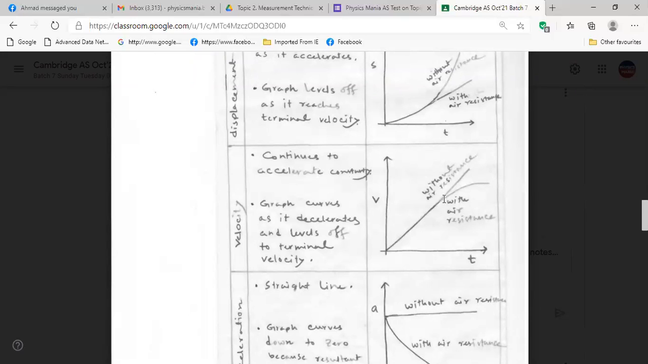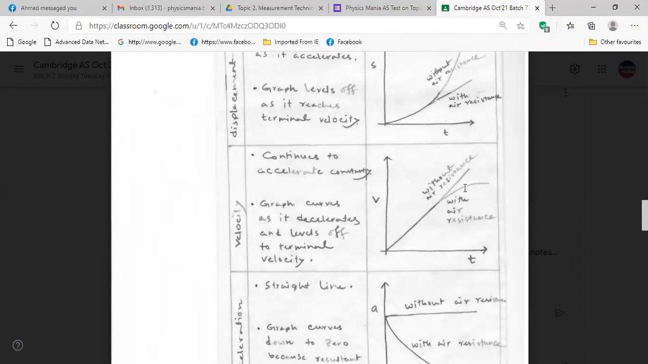With air resistance, first decreasing velocity. Sorry, not decreasing velocity, it's decreasing acceleration. If it is decreasing acceleration, that means the rate of increase of velocity is decreasing. That means your gradient is slowly decreasing, right? But velocity is increasing. Velocity is increasing, but the rate of increase is decreasing.